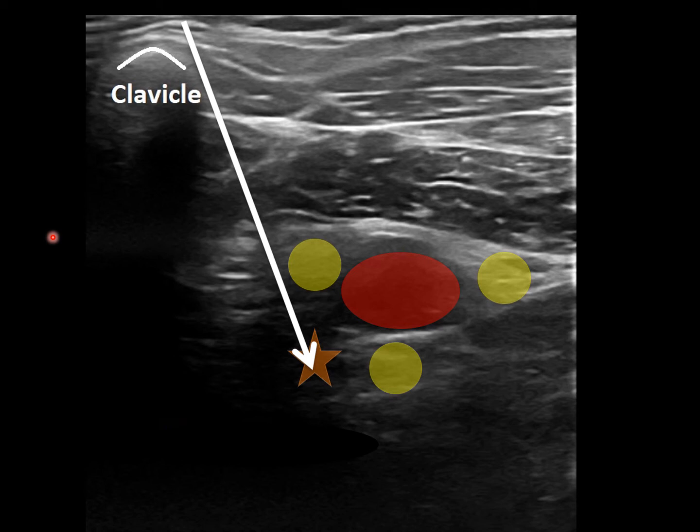If the needle tip is placed here, it should be within the axillary sheath, and injection of anesthetic should fill around the axillary artery and surround the three cords. 15 to 20 mLs of anesthetic is needed to achieve a good block using the infraclavicular approach.